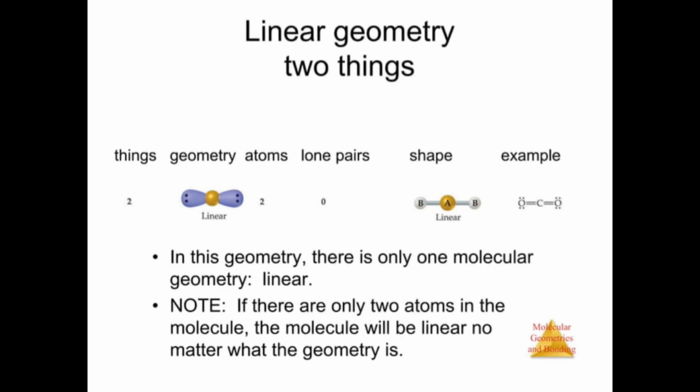When the geometry has to do with two things, you can only have one possible geometry, which is linear. When it has two things, that means the atoms are two. If it does not have a lone pair, like you have 2 0 here, the shape will literally be linear. If there are only two atoms in the molecule, it should be linear no matter what the geometry is. Take note of that.